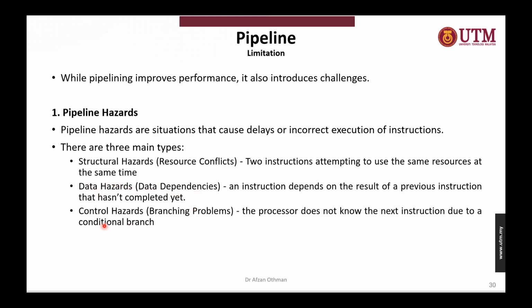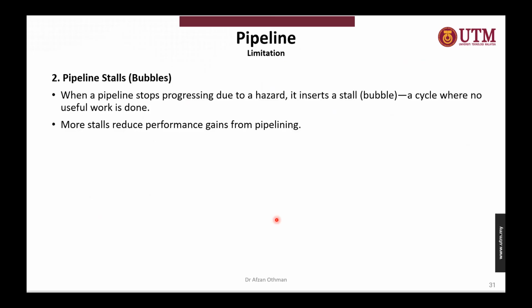And last but not least is the control hazard, which happens in branching problems. The processor does not know the next instruction due to the conditional branch. The second limitation is pipeline stall loss due to bubbles. When a pipeline stops progressing due to a hazard, it inserts a stall bubble, which is a cycle where no useful work is done. And more stalls will reduce the performance gain from the pipeline.